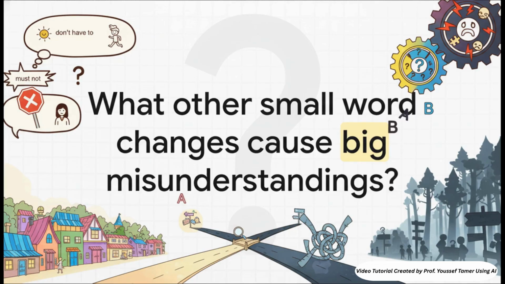So the last thing I want to leave you with is a question. Now that you see how one tiny word change can lead to a massive misunderstanding, what other little word pairs in English have you noticed that can do the same thing?